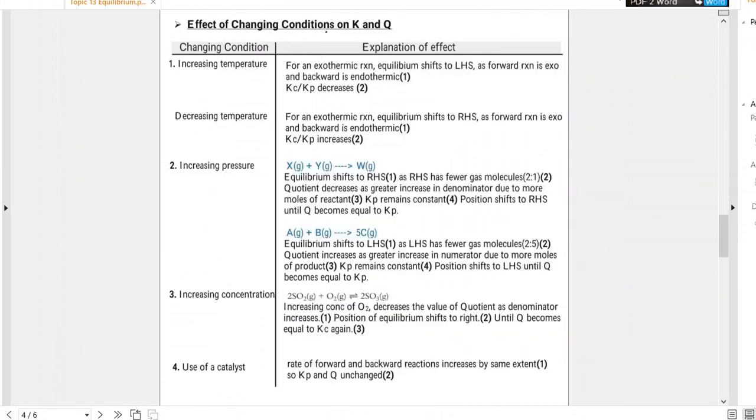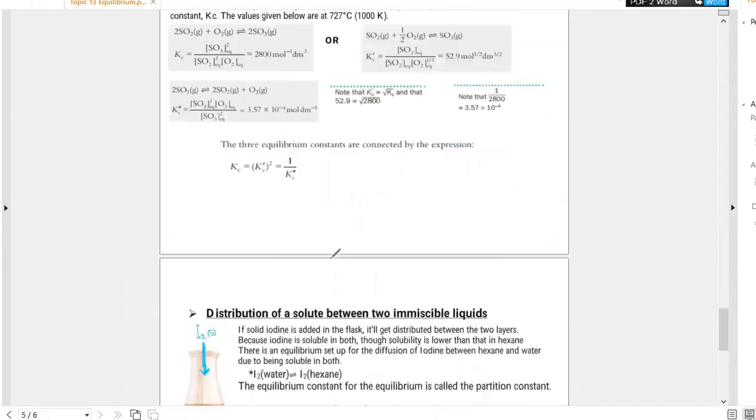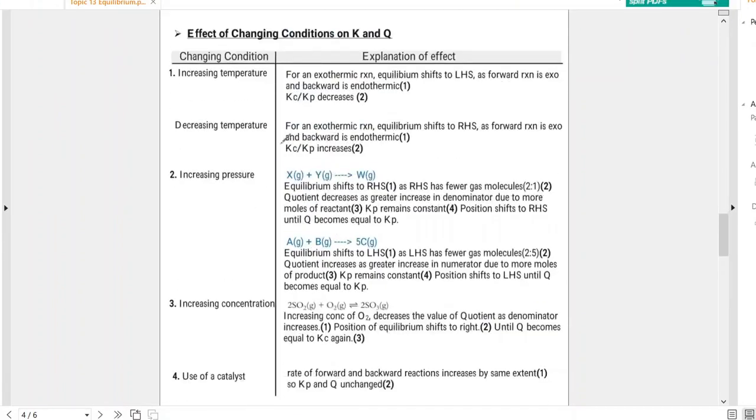Now the effect of changing conditions on the equilibrium constant K and quotient Q. Remember, K is only affected by temperature, but Q could be affected by a lot of factors. So, changing condition: increasing the temperature. For an exothermic reaction, equilibrium shifts to the left-hand side.